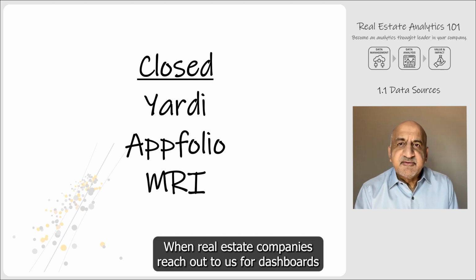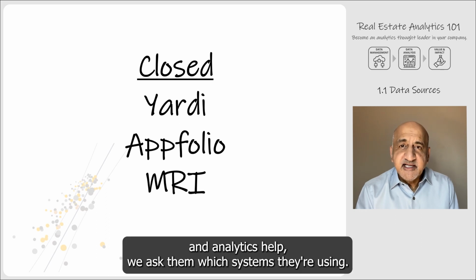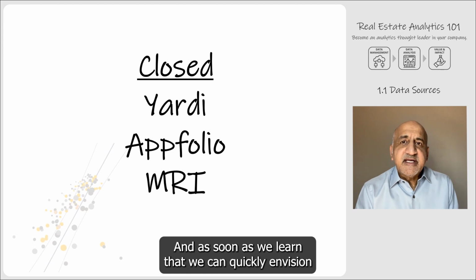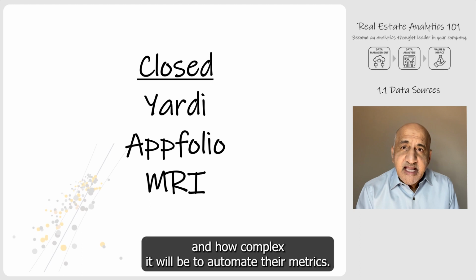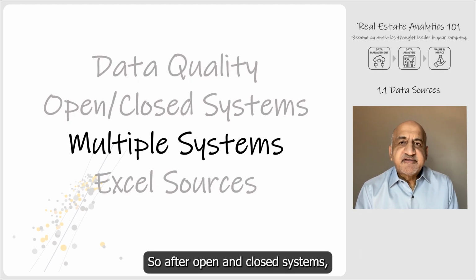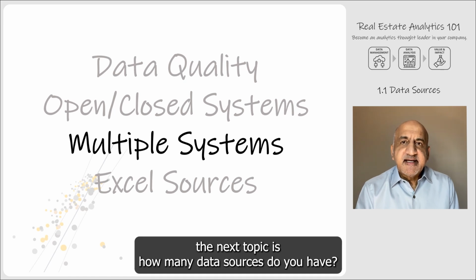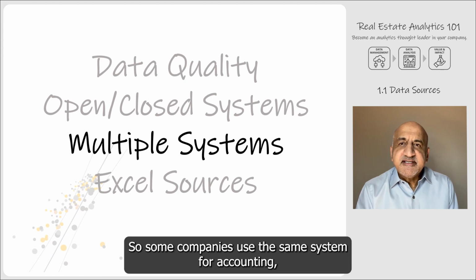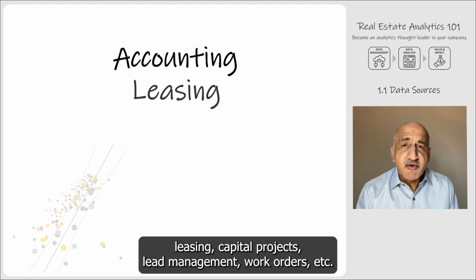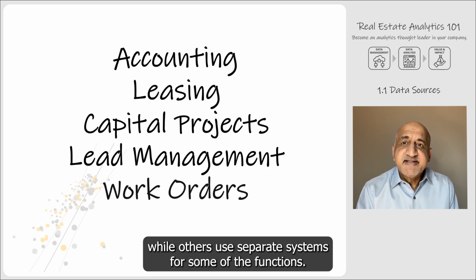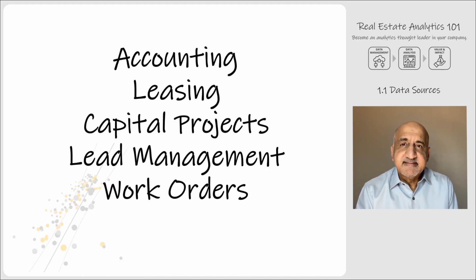When real estate companies reach out to us for dashboards and analytics help, we ask them which systems they're using. And as soon as we learn that, we can quickly envision what kind of a technology architecture will need to be put into place and how complex it'll be to automate their metrics. So after open and closed systems, the next topic is how many data sources do you have? So some companies use the same system for accounting, leasing, capital projects, lead management, work orders, etc., while others use separate systems for some of the functions.